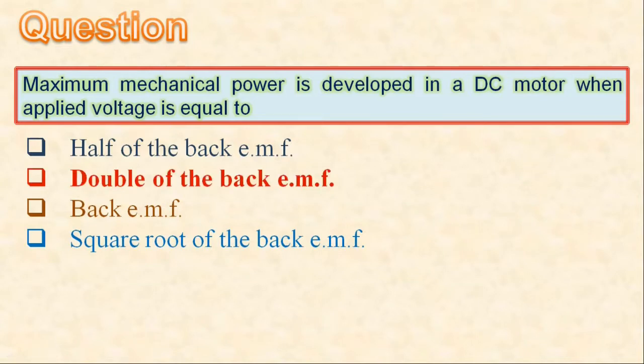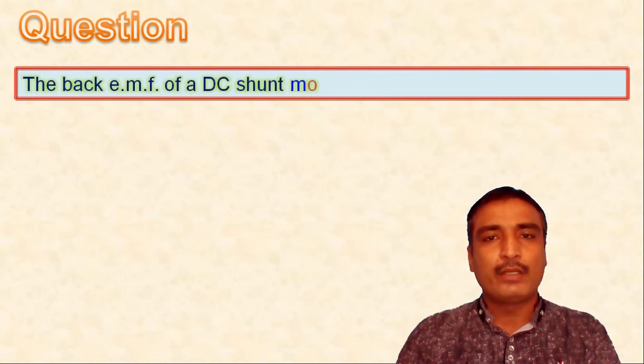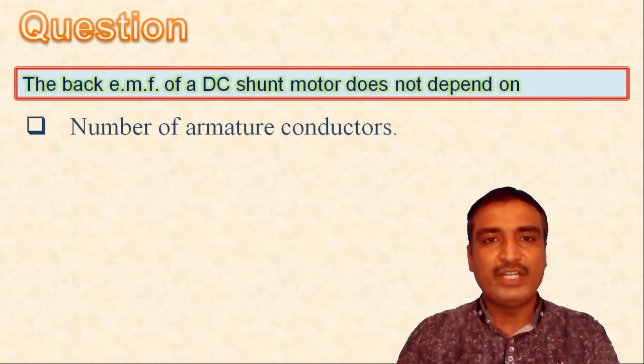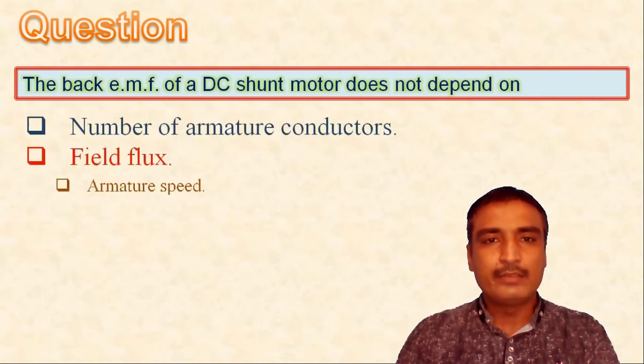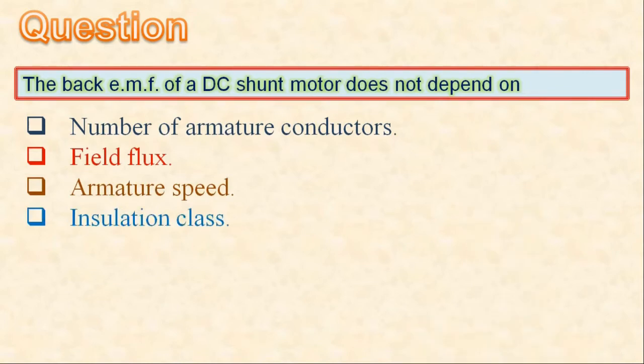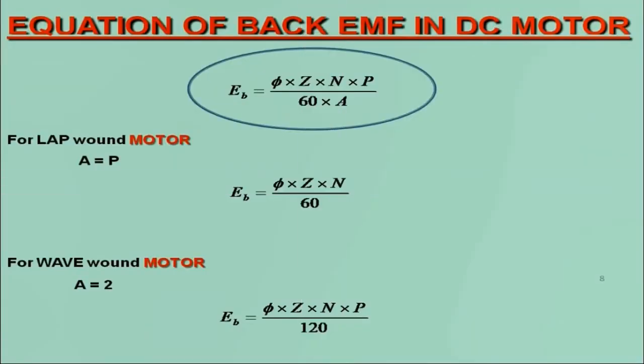Next question is, the back EMF of a DC shunt motor does not depend on. The options are number of armature conductors, field flux, armature speed, insulation class. Recall the back EMF equation of the DC motor, from which we may easily conclude that the back EMF of a DC motor depends on all three factors, that is field flux, number of armature conductors and armature speed. It however does not depend on the insulation class. So the last option is the correct answer.